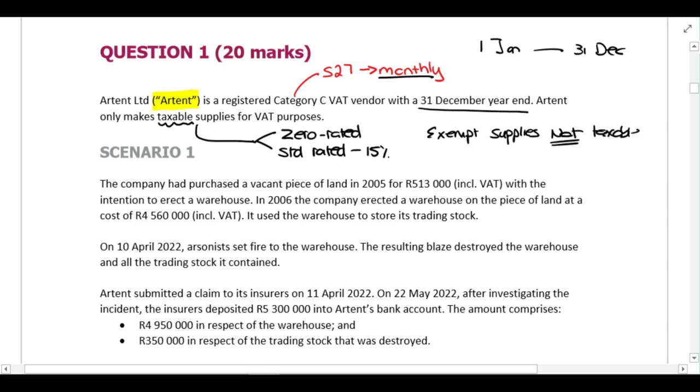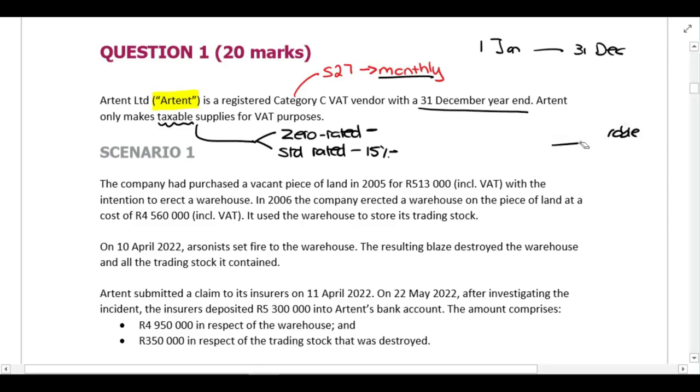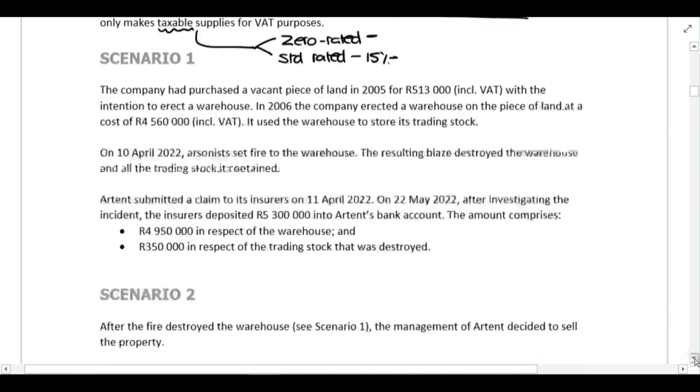So what they're trying to tell you is that they don't have any exempt supplies. They might have zero rated supplies and they might have standard rated supplies, but they don't have any exempt supplies. Why is that important, guys? That has to affect your apportionment. Okay, so here's the scenario 1, and let's start seeing what they're talking about here.